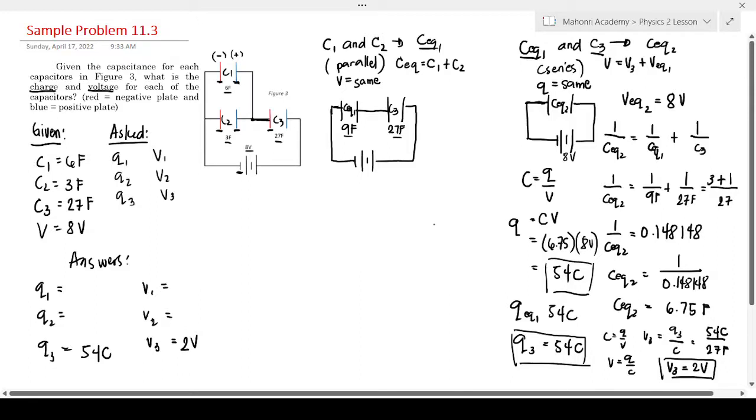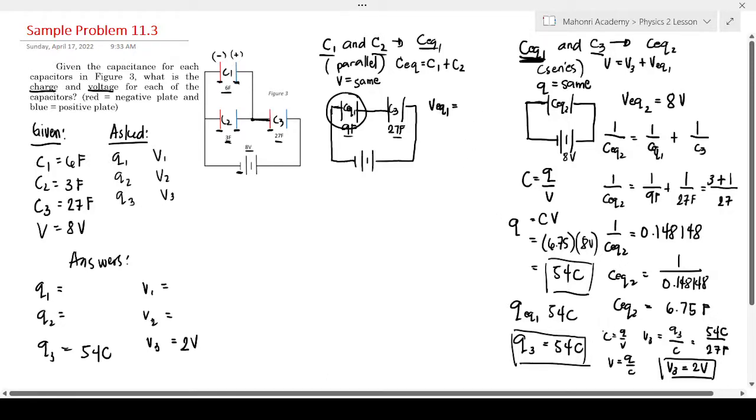And next, what we're going to do is take our VEQ1 to measure the voltage for our CEQ1. And why do we want to measure that? Because remember, our CEQ1 represents our C1 and C2. And since they are in parallel, by measuring the volts of our CEQ1, it will give us the volts for our C1 and C2.